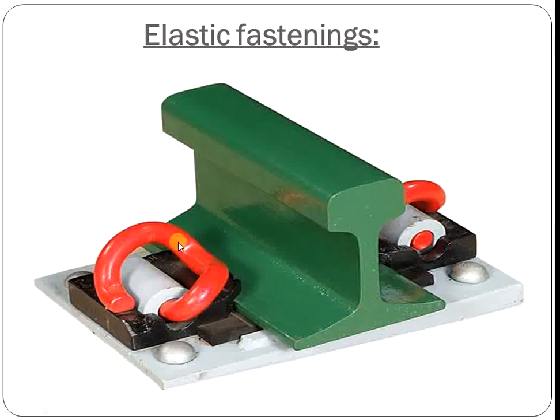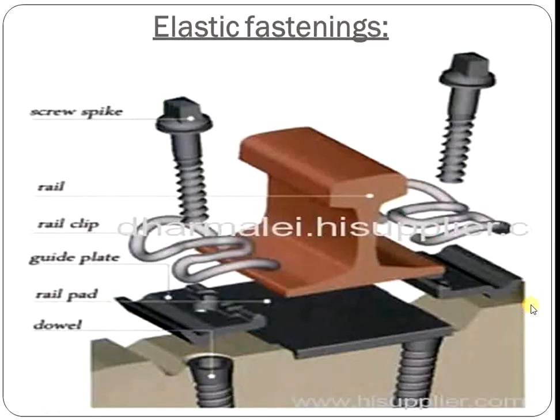This is the fixing of the rail track with the help of the fastening. Here we see that they hold the rail track with the help of fastening, and this is the base plate. Next, another image of the component parts of the elastic fastening is here, to hold them with the help of screw spike.